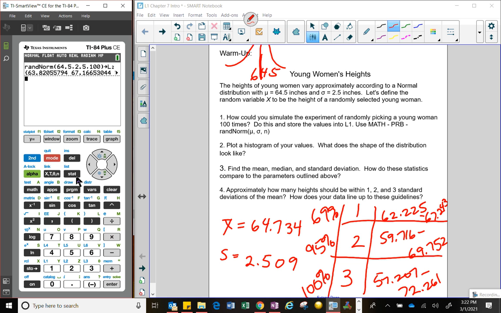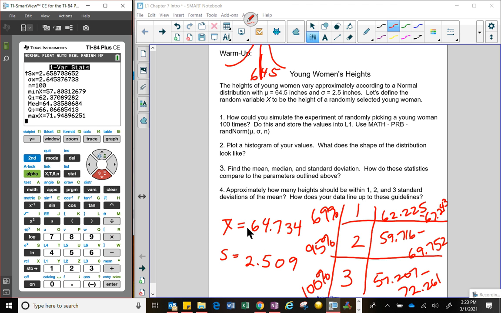And if I do stat calc one variable statistics on L2, I'm going to find the mean, median, mode, standard deviation. Look, my x bar, my mean, is 64.271. So it's pretty close to 64.5. My standard deviation, 2.658, is close to 2.5. My median, 64.335, is close to what it should be. It should be 64.5 inches, right? So it's pretty close to that. And if I were to create another table like this, I will bet you that my percentages are going to be, again, pretty close to the 68, 95, 99.7 rule.